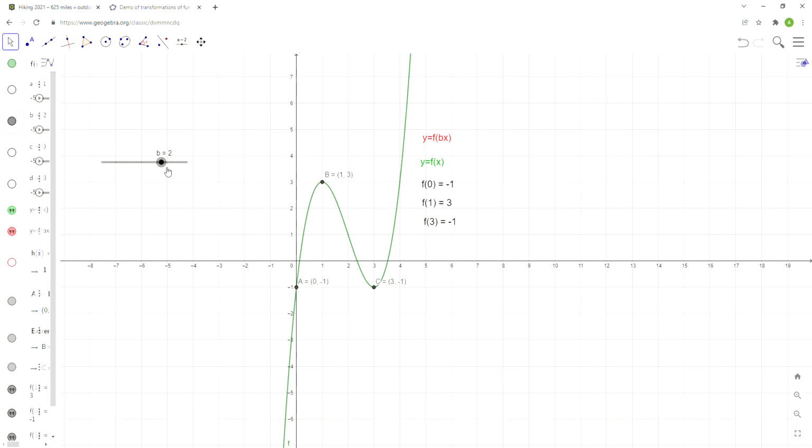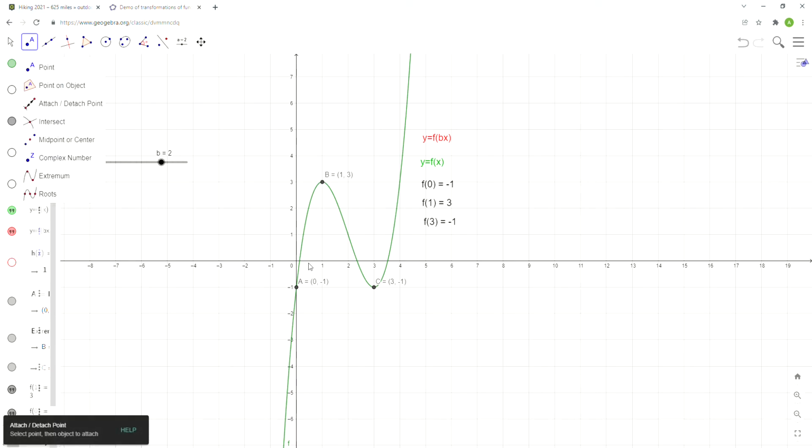Let's set b equal to 2. So we want f of 2 times something, and we want that to be 1. So we're going to need to set x equal to a half, and then we will have f of 2 times a half, that's f of 1, and we know that's going to be 3. So this peak here is actually going to occur when x equals a half. It is going to occur here.